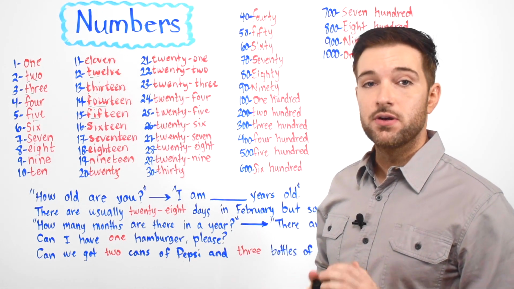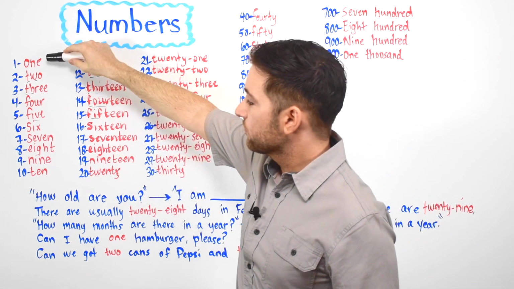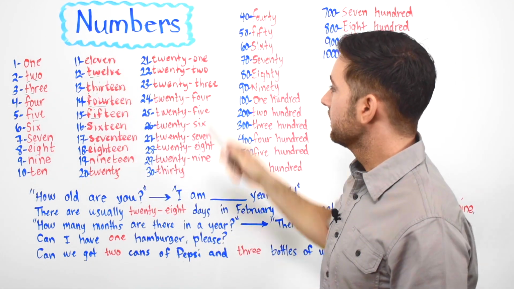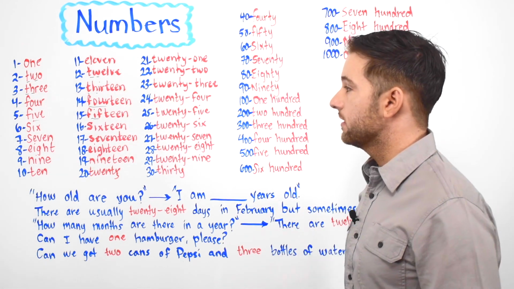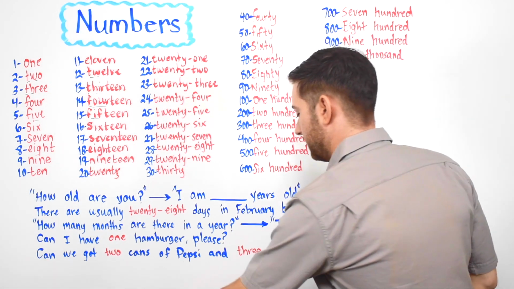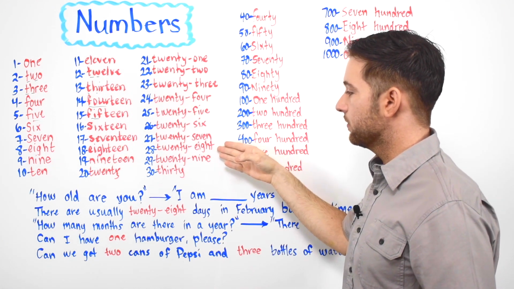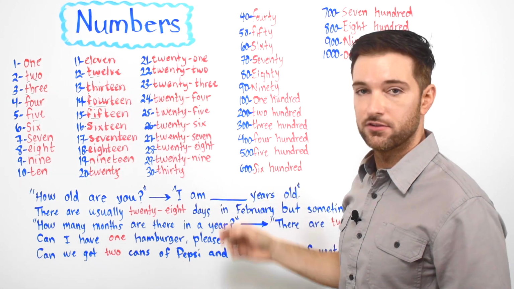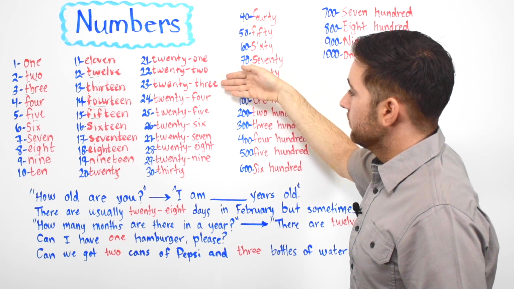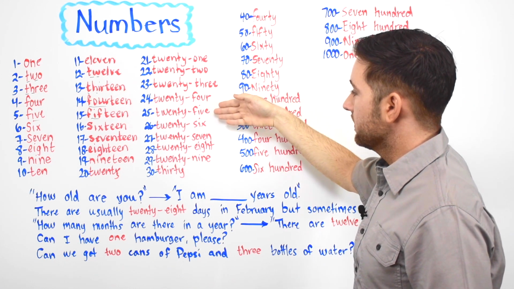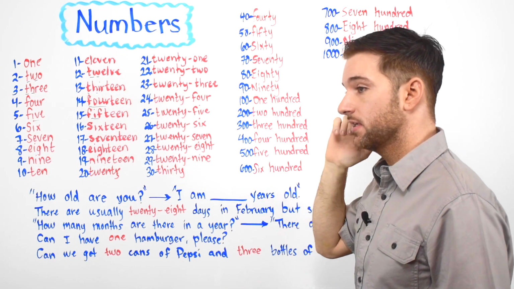Okay? So now what we're going to do is combine the word 20 with the numbers from 1 to 9. Are you ready? Right here. 21, 22, 23, 24, 25, 26, 27, 28, 29, and 30.